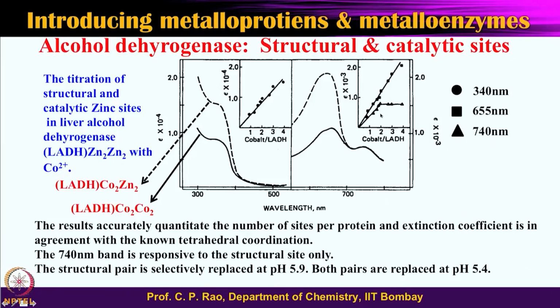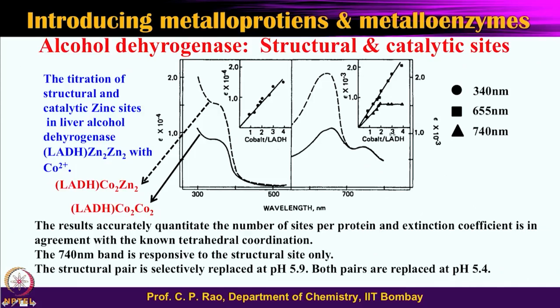You can see that the triangle goes this way and takes a flat region, and this conversion is a 2. That means cobalt by LADH is 2, that means 2 of the cobalt ions are incorporated. So, you can follow the absorption spectra and then get quantification. Okay. And the 740 is the one which is coming from the structural part of it. So, therefore, the structural part is being replaced.